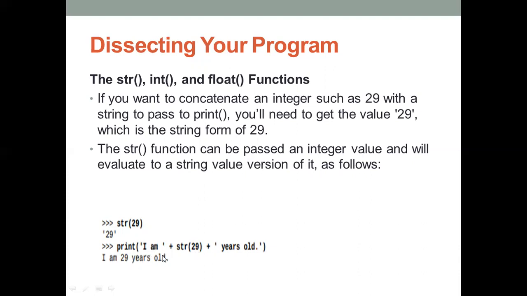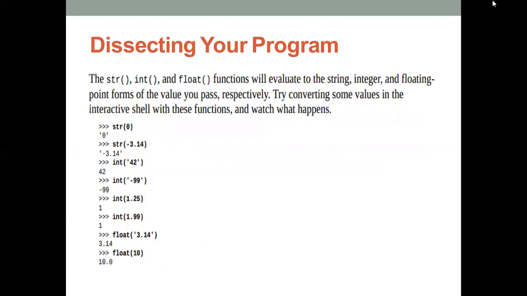Like this, by using str you can convert an integer or floating point value into a string value. Next you see that the str, int and float functions will evaluate to a string, integer and floating point form of the value passed, respectively. Try converting some values in the interactive shell with these functions. These are the examples. See here, str of 0. 0 is an integer, and now it will convert it into a string. str of -3.14 is a floating point value, and that one it will convert into a string.